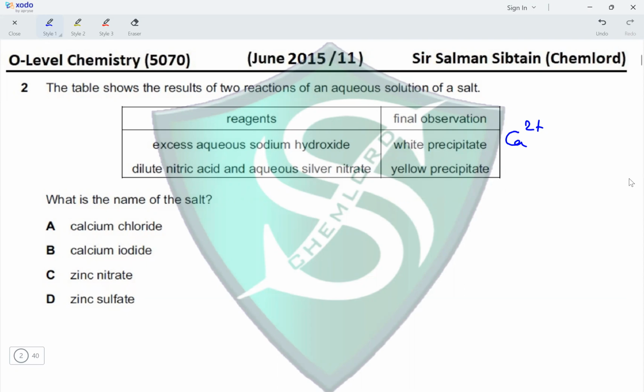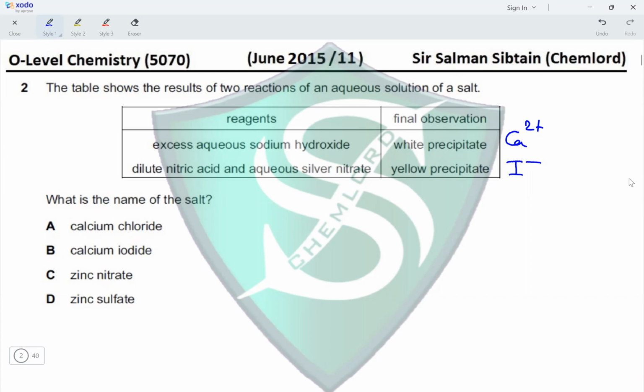And the next test would be dilute nitric acid followed by aqueous silver nitrate, and we get a yellow precipitate. A yellow precipitate is the indication of the presence of iodide ions. Had this been white, it would have been chloride. Had this been cream, it would have been bromide. And had there been no precipitate form, it would have indicated the absence of either chloride, bromide, or iodide. So, in conclusion, we have calcium and iodide ions present in our aqueous solution of salt.